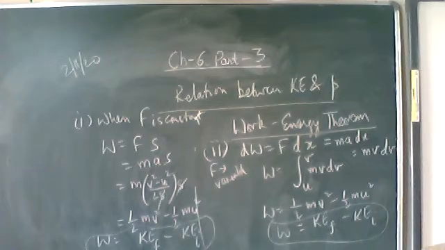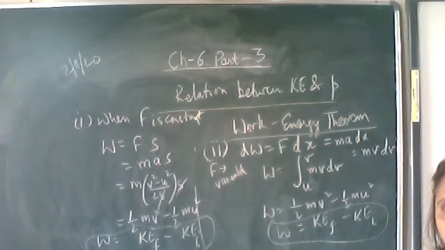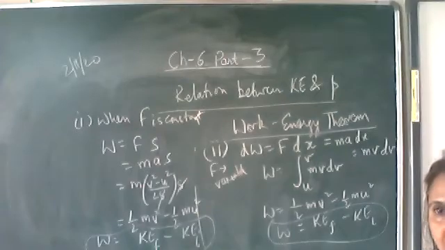Now the next is potential energy. As we have studied, mechanical energy is the sum of kinetic and potential energy. Kinetic energy is due to the motion of the object. We have derived the expression of kinetic energy, which is half mv square. Then we studied the work energy theorem, which states that the work done is equal to the change in kinetic energy, final kinetic energy minus the initial kinetic energy, for constant force as well as for variable force.